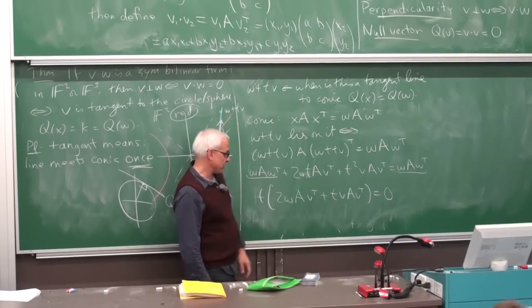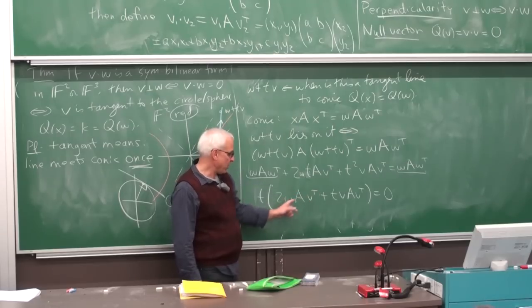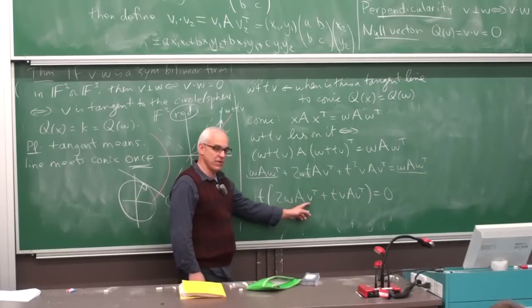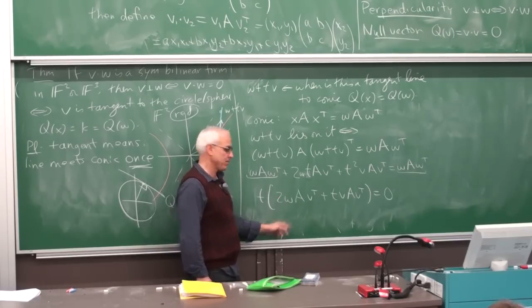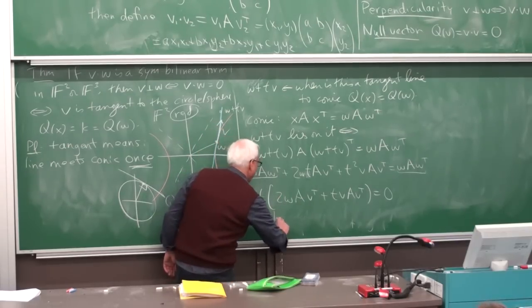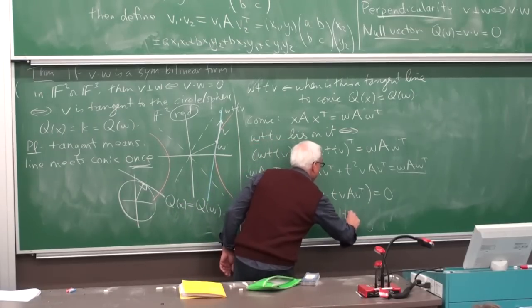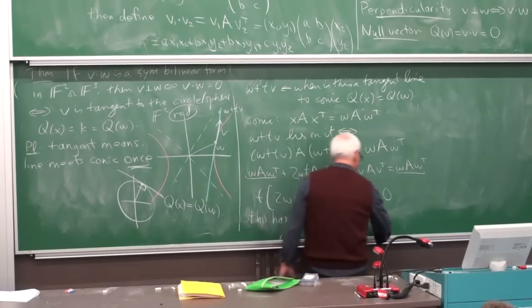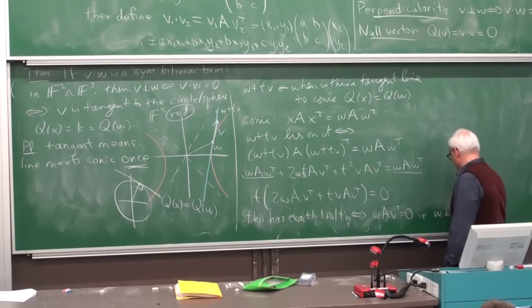Are there going to be any other solutions? Well, if we solve this for T, then we would get T equals this over minus this. And that's going to be 0 precisely when this is 0. So if we want there to be only one solution, we have to make sure that this term is 0. So this has exactly one solution precisely when WAV transpose equals 0, i.e. when we're saying that W is perpendicular to V.